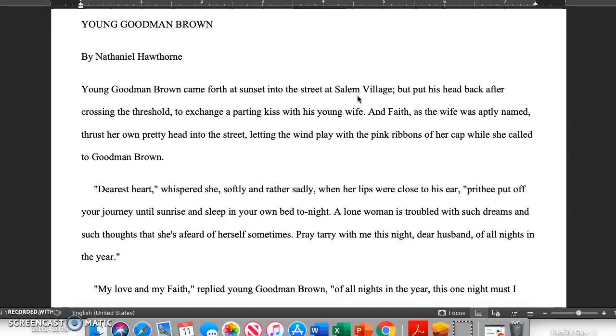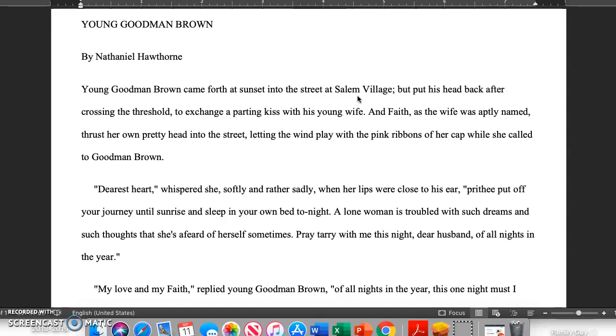It connects me to The Crucible, where people were saying people were witches, and the people could not verify if they were witches or not, so they got hung whether they were a witch or not. And so that makes me think about predicting that maybe this story is going to talk about witches, because they're talking about Salem village.